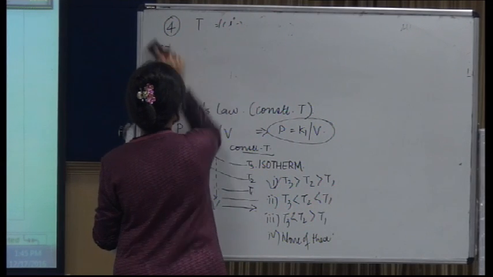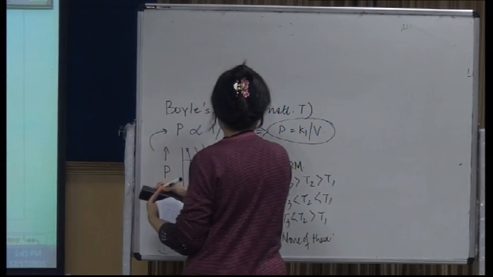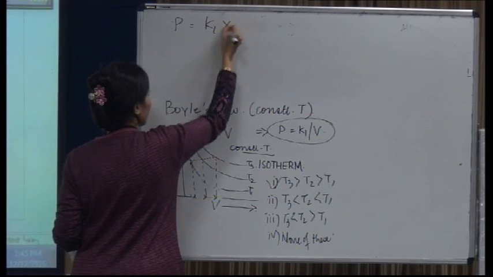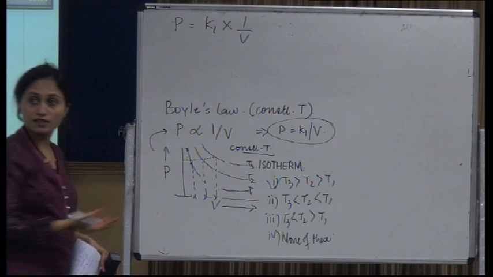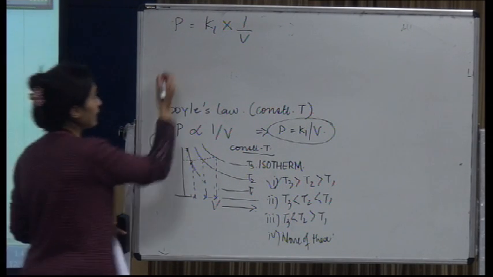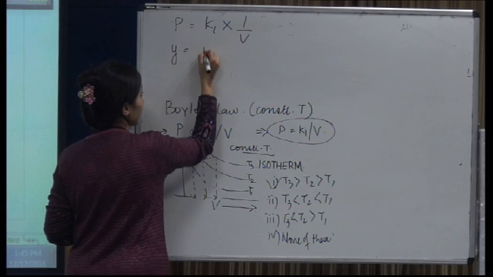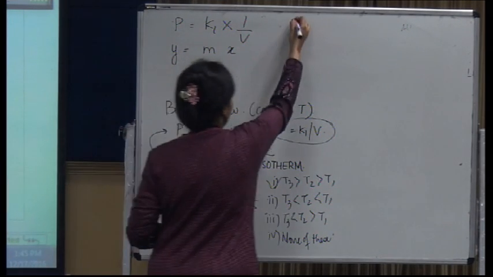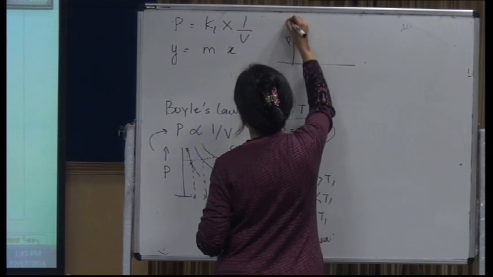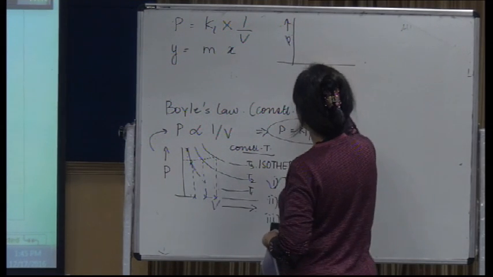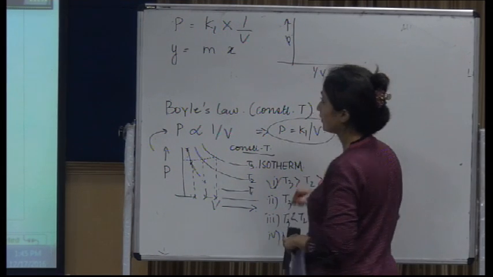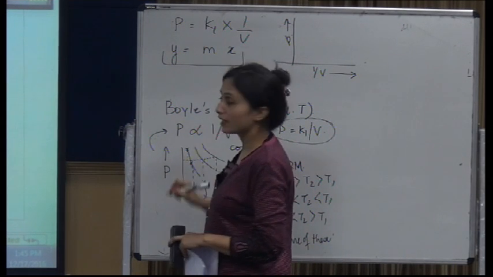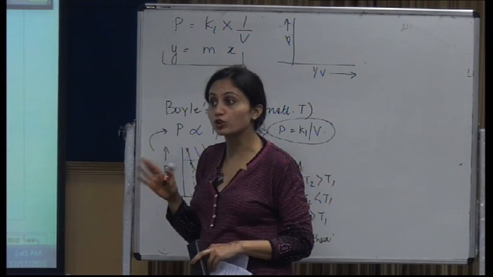There can be more plots also which are possible. Say now, if I take pressure to be equal to K1 into 1 by V, I can take this as Y is equal to M into X. If I plot a graph between pressure on the y-axis and 1 by V on the x-axis, then what is this the equation of? It is the equation of a straight line passing through the origin.